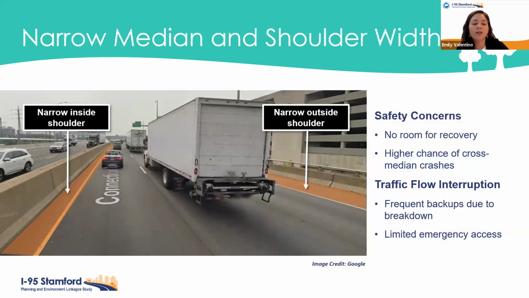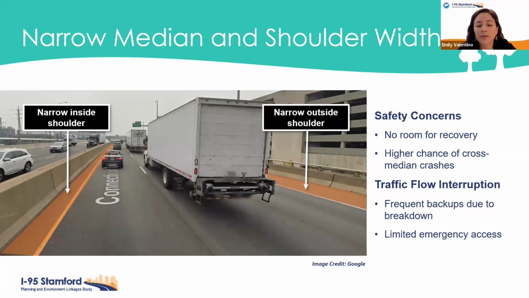In the study area, there are also narrow shoulders, both on the inside and the outside. And the shoulder, usually you like to design it so it's wide enough for a vehicle to fit in. So if somebody runs out of gas or blows a tire, they're able to pull outside of the travel lane and not block traffic on the main line.